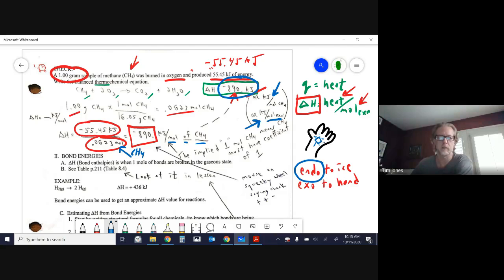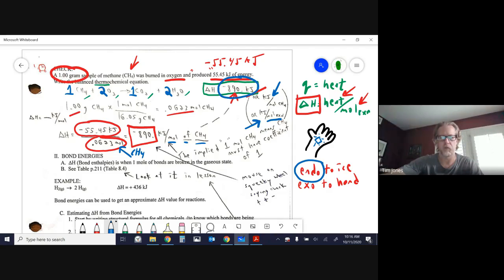So as I read this, it means there's going to be 890 kilojoules of heat produced for every 1 CH4 and every 2 O2 and every 1 CO2 that's produced and every 2 H2O that's produced. So you can think of the energy as part of the recipe now, in this case. All right.